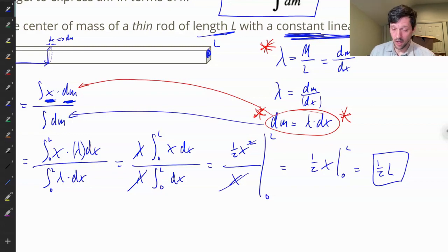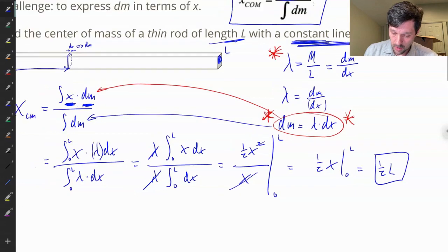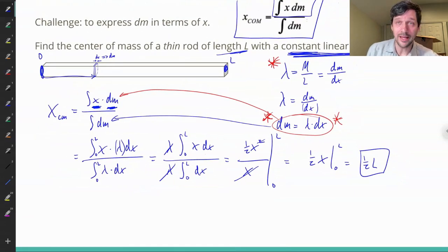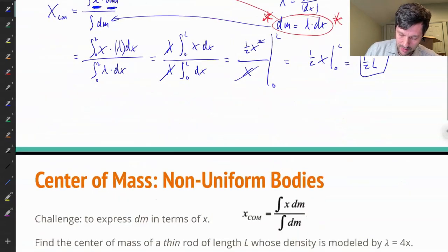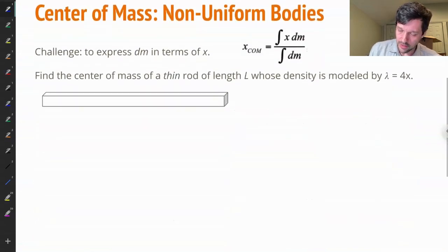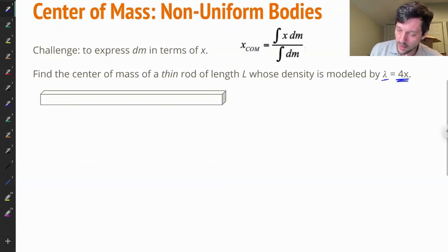Now we're going to take this one, I don't want to say a step further. We're going to see another example, but this time an example where we do not have a constant linear density. We're going to have a linear density where lambda is 4x. Think of it like a linear equation, like y equals mx. As you get further along the x dimension, the density gets greater.